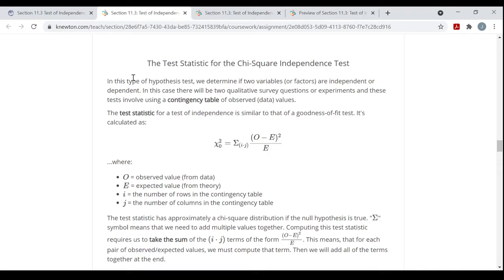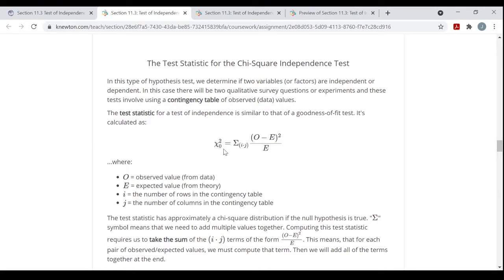In this type of hypothesis test, we determine if two variables or two factors are independent or dependent. In this case, there will be two qualitative survey questions or experiments, and these tests involve using a contingency table of observed values. Remember, the observed values are the actual data values. The test statistic for a test of independence is similar to that of a goodness of fit test. It's calculated in pretty much the same way.